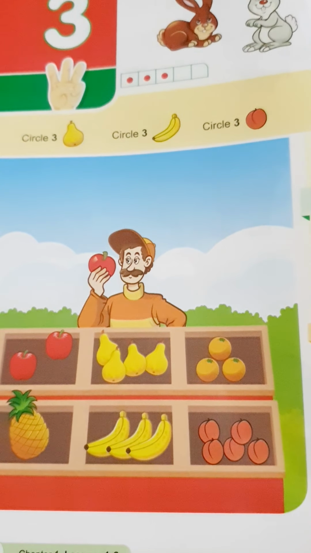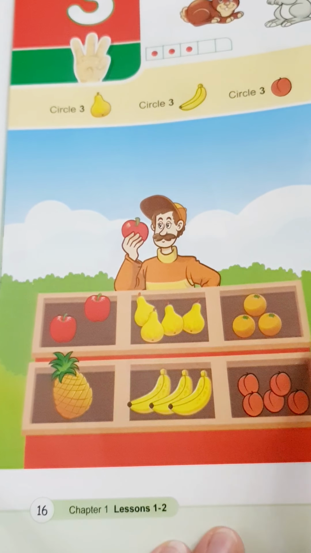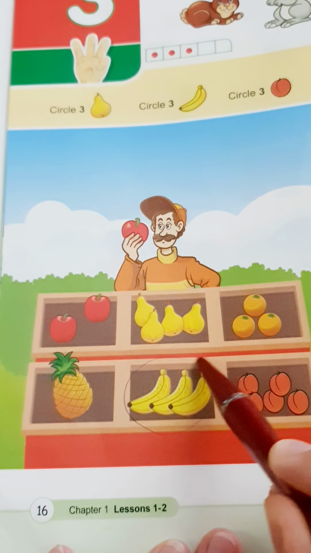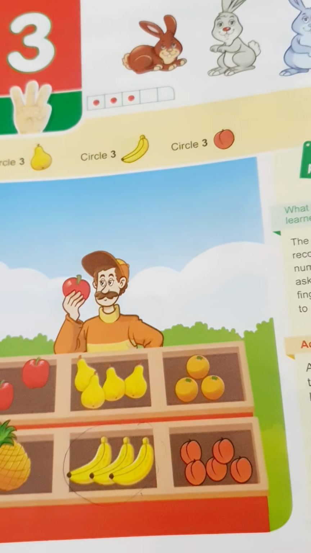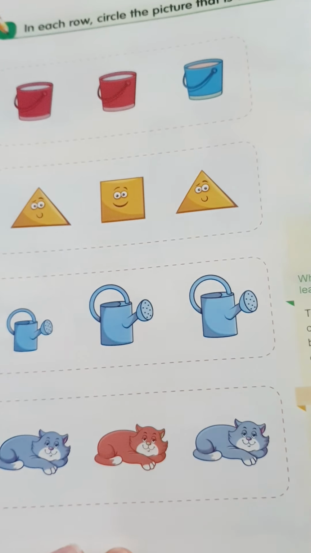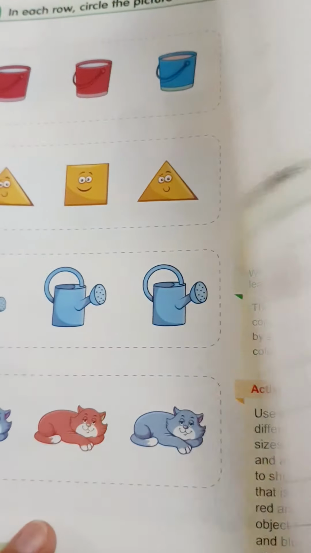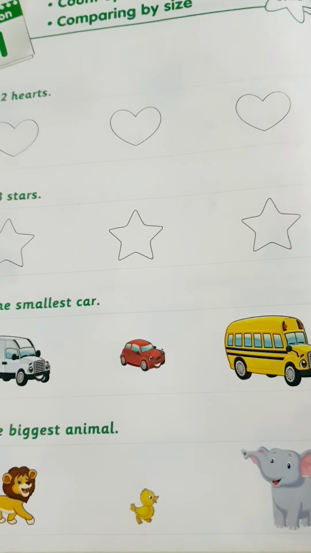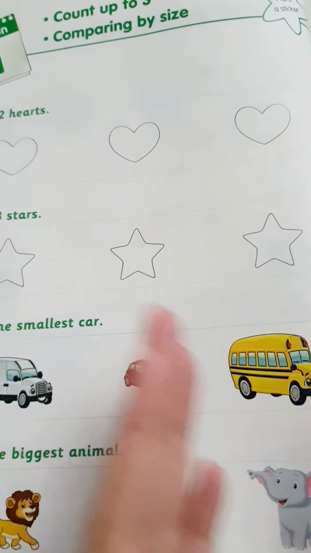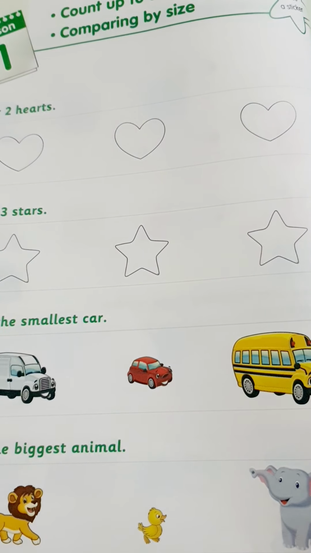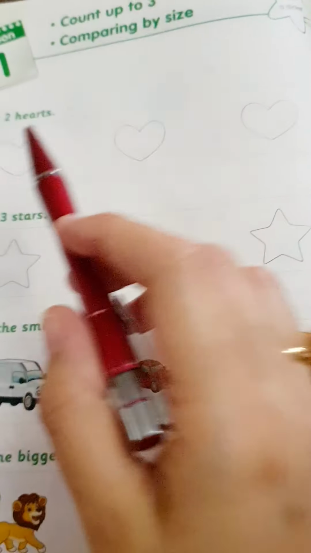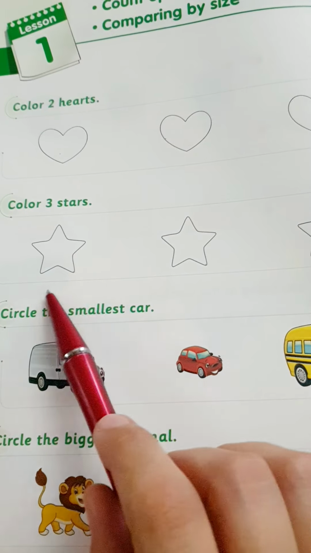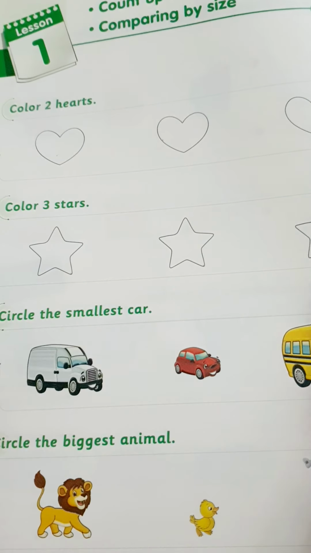Here, circle 3 bananas. Where is the banana? Yes, 3. So we will make a circle around it. And so on. These are more activities on number 3. Here we want to know how to count up to number 3. We will color here 2 hearts only. Color here 3 stars, so we will count all the stars.